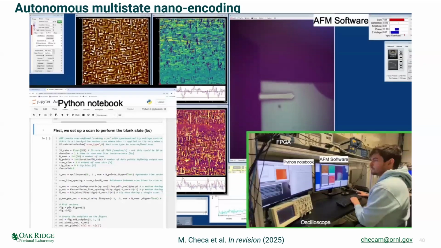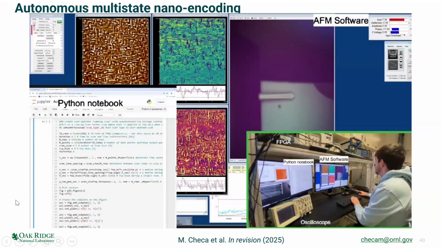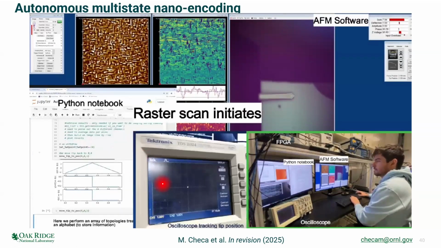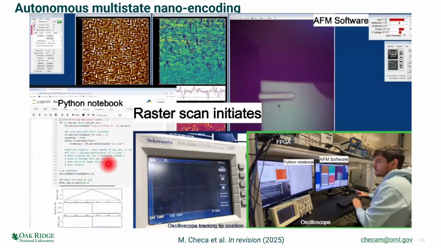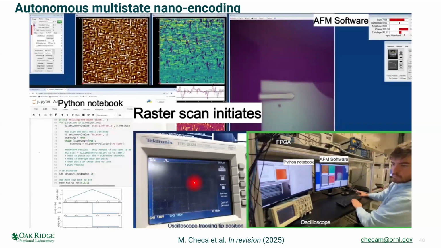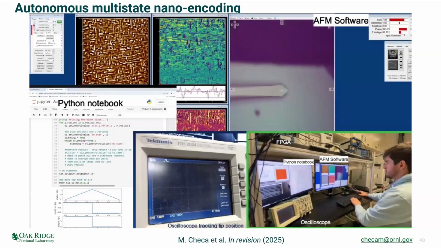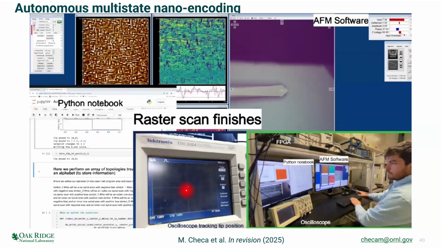I'm going to show you how we do this type of experiment. So we have a Python notebook that controls the scanning engine of the AFM. Then I have an oscilloscope here that, I don't know if you can see from there, but we can track the position of the tip. So it's going left to right, because we always start with making this blank slate that I was telling you. So we have only 1 polarization state. Then the tip went to the center.